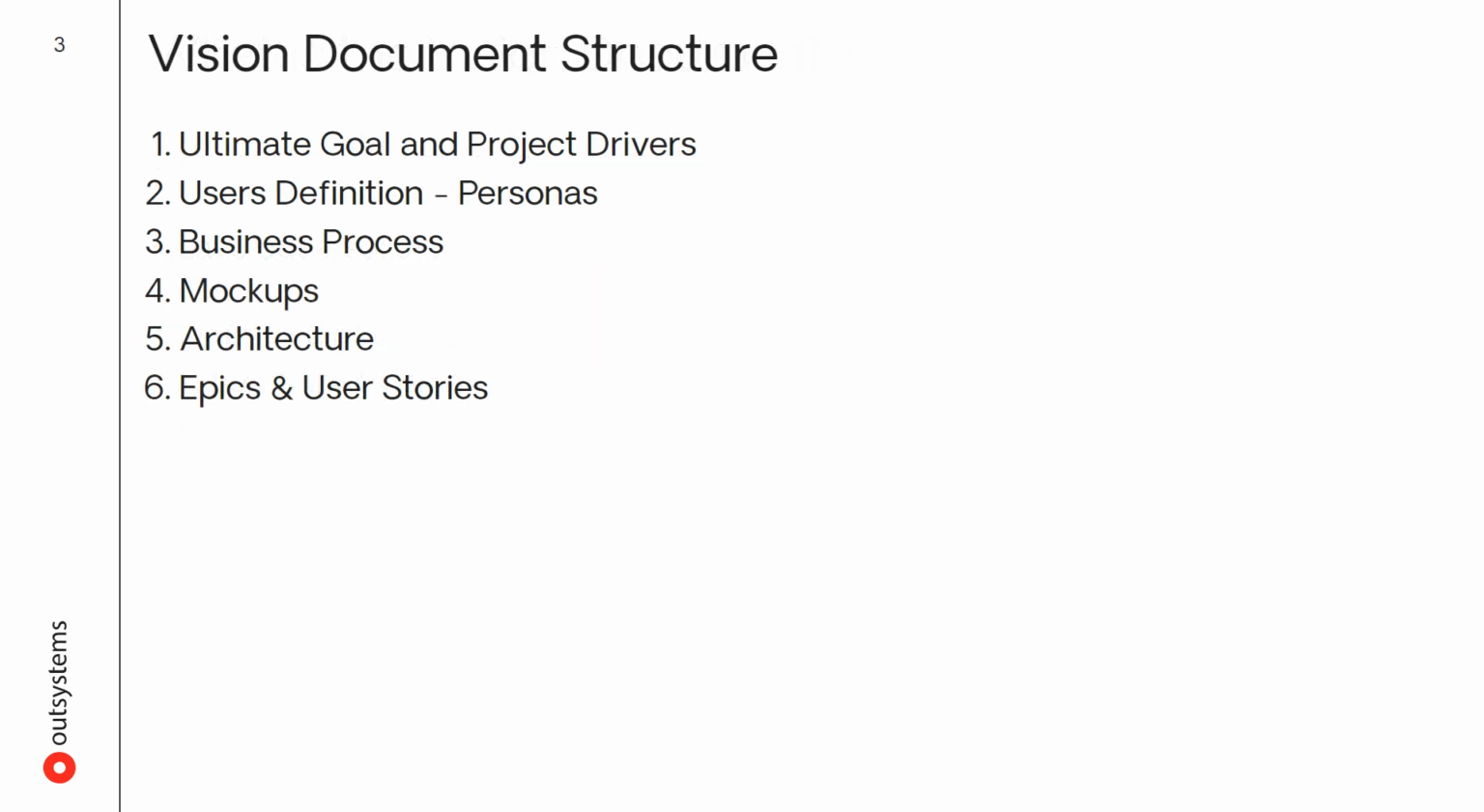The vision document has a very clear structure with 6 important parts. The ultimate goal and project drivers, users definition, business process, mockups, architecture, and the epics and user stories. It will work as a guide for the initiation phase. At the end of it, the goal is to fill out each section of the vision document, together with the customer, as one team. At the end of the week, the vision document is delivered and will serve as a living document, to guide the project delivery and ensure alignment at all times. So, let's go through all these parts in more detail.